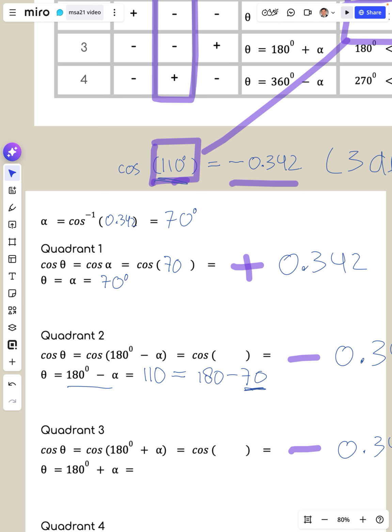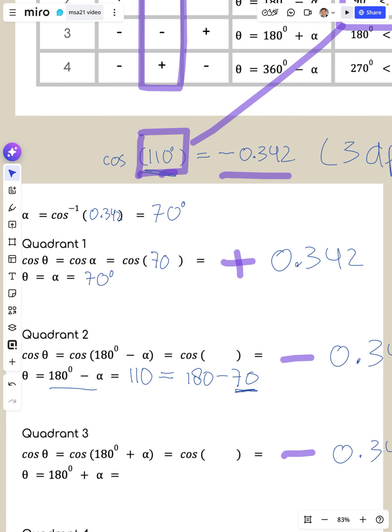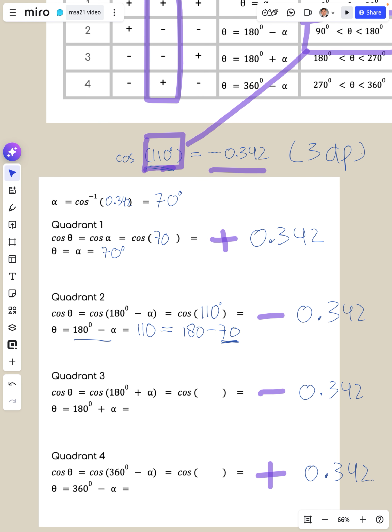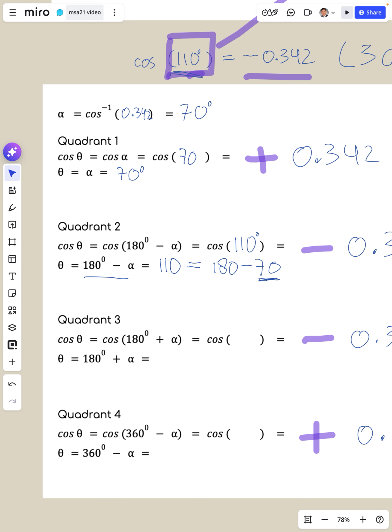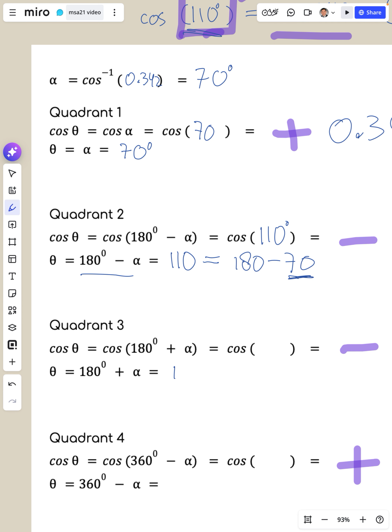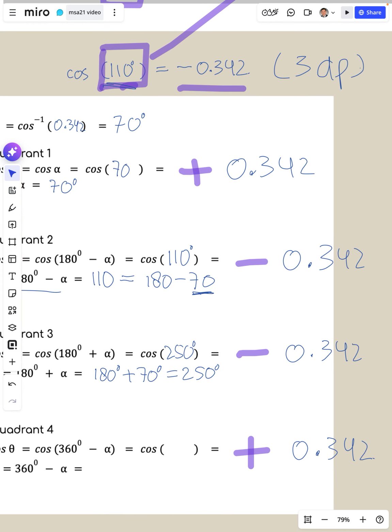How about quadrant 2? Very simple. Quadrant 2 is given in the question. Cosine 110 degrees equals negative 0.342. How about quadrant 3? The angle is 180 plus alpha. So 180 degrees plus 70 degrees will be 250 degrees. So cosine 250 degrees equals negative 0.342.